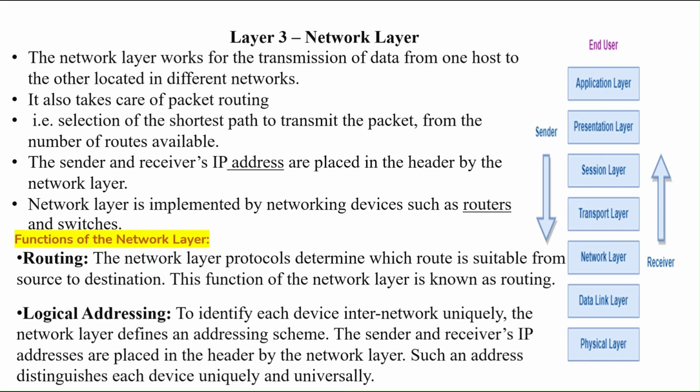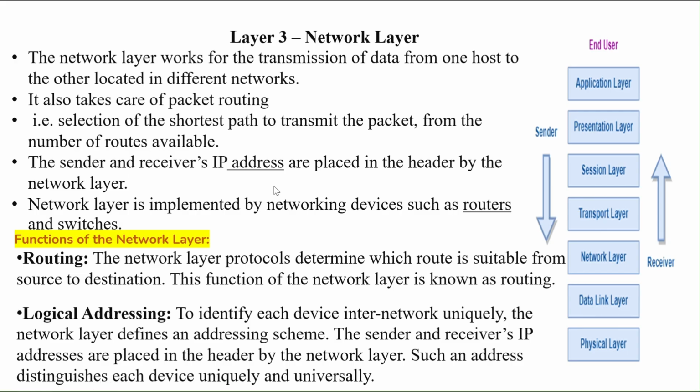Going to the next slide, network layer. This is the third layer of the layered architecture. The network layer works for the transmission of data from one host to another located in different networks. It also takes care of packet routing. Remember this point, packet routing, that is the selection of the shortest path to transmit the packets from the number of routes available.